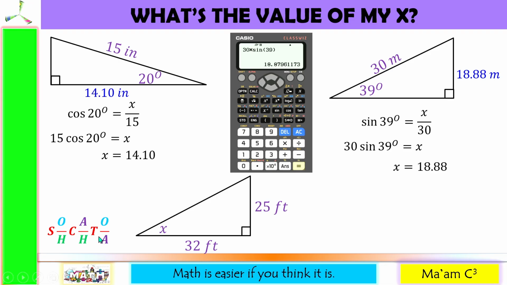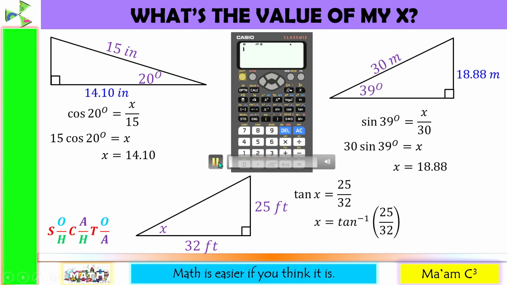That would be tangent. So we have tangent x is equal to opposite over adjacent. This time we are looking for the value of the angle. So we're going to make use of the inverse function. Arctangent. X is equal to arctangent of 25 over 32. This is how we write arctangent in symbol, tangent raised to -1. But we do not read it as tangent raised to -1. We read it as arctangent. X is equal to arctangent of 25 over 32.